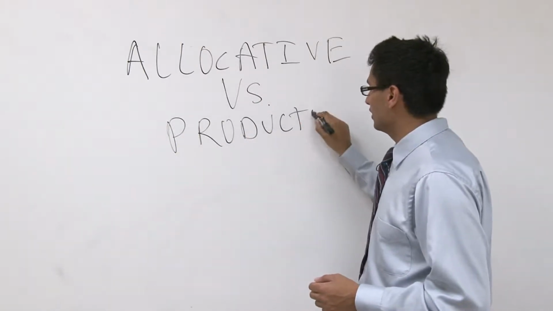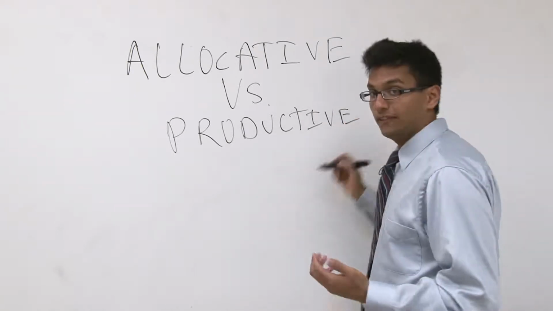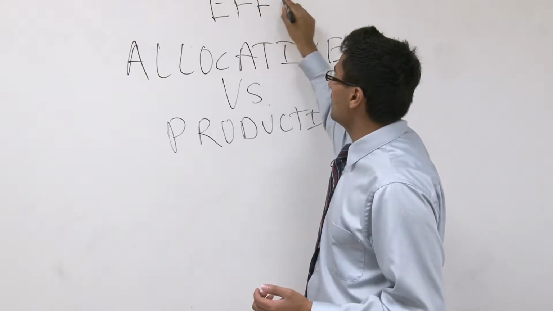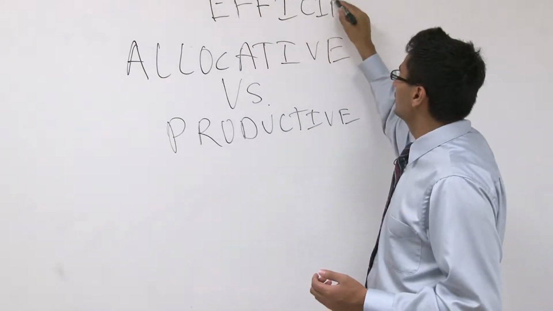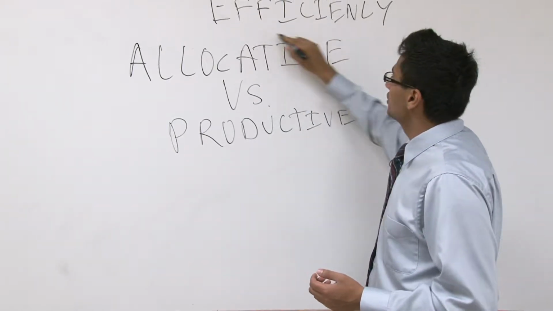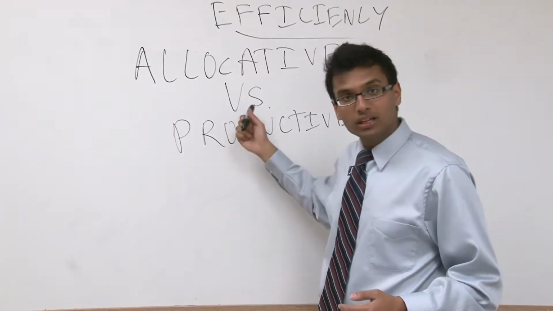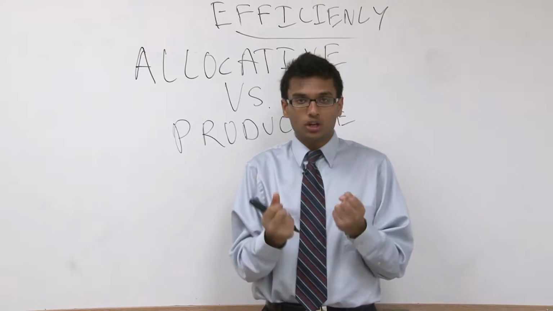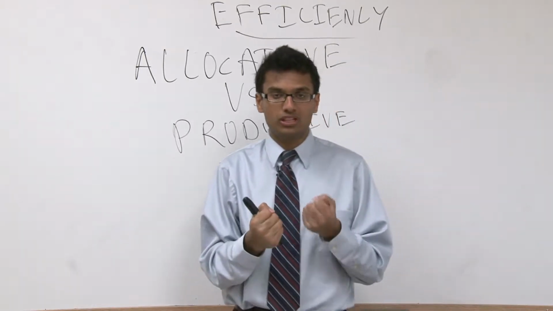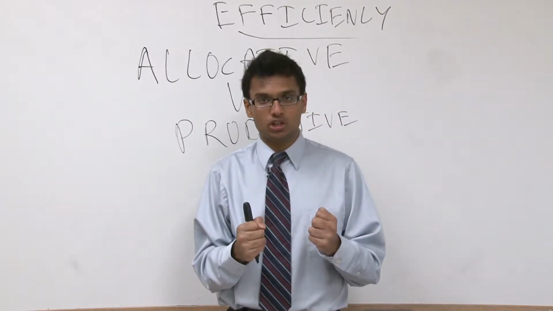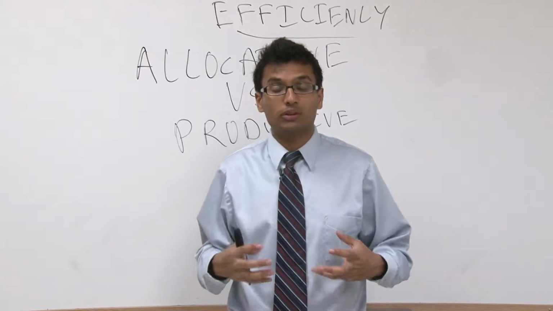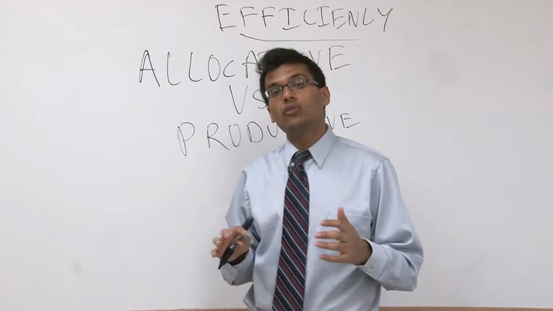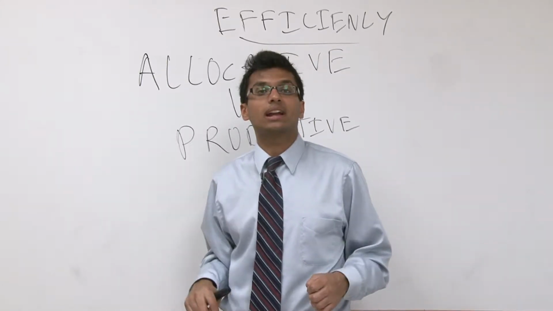And this is regarding efficiency, okay? So just to recap real quick, allocative efficiency is a concept where, in order to be allocatively efficient, you need to make sure that when your producers are making something, their cost is equivalent to the benefit that the society is getting.